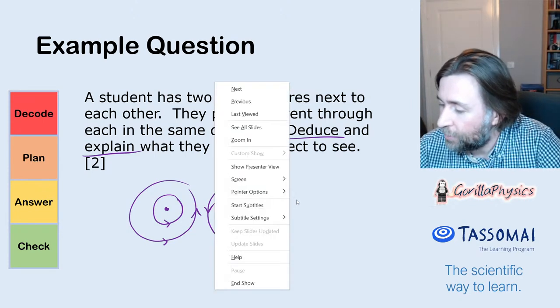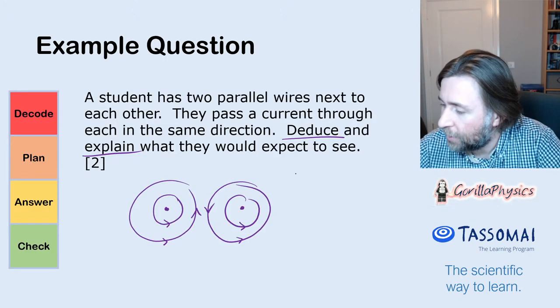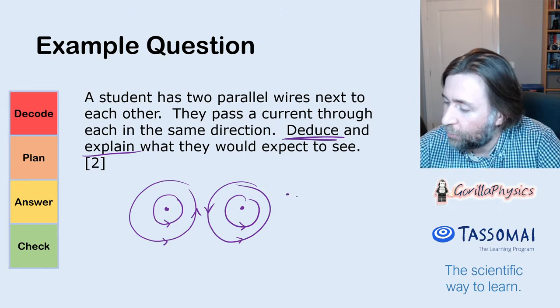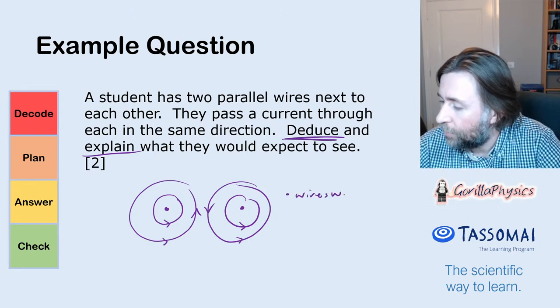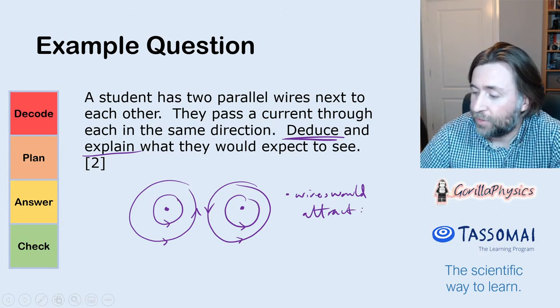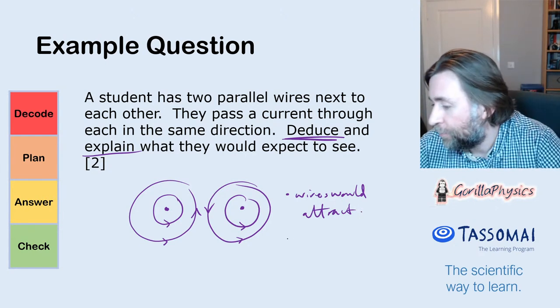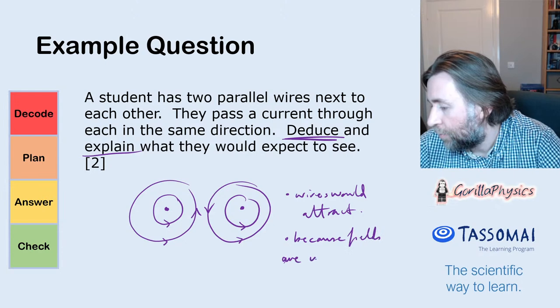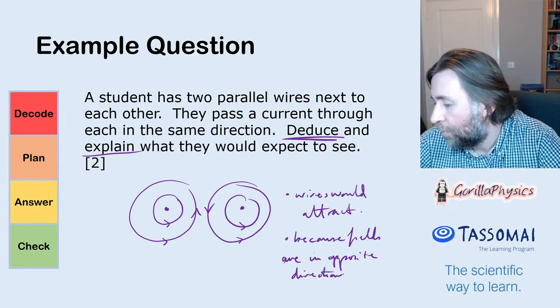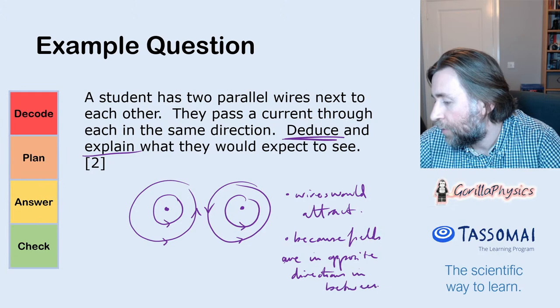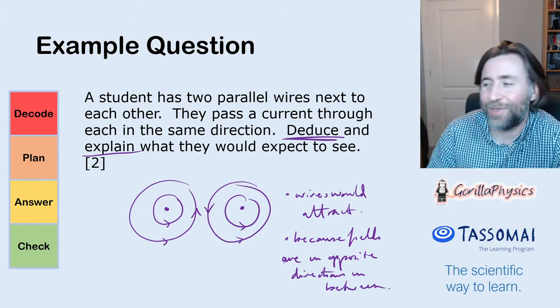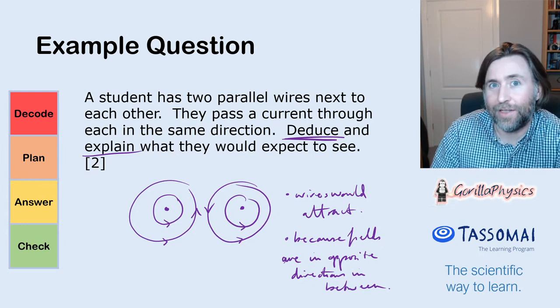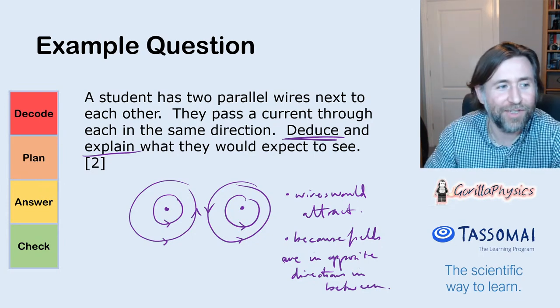So deduce the first point. Sorry, that keeps flicking forward, doesn't it? Deduce the first point here is actually that the wires would attract. Explain, and that is because their fields are in opposite directions in between. Okay, so hopefully that makes sense. That's a tricky one then, because you've actually had to figure that out and you had to apply that right hand grip rule. But yeah, show me a thumbs up in the chat if you get that one.